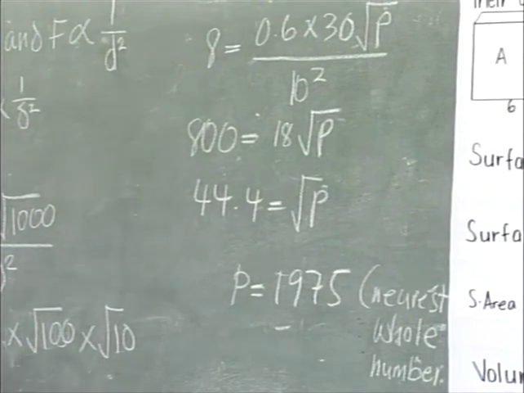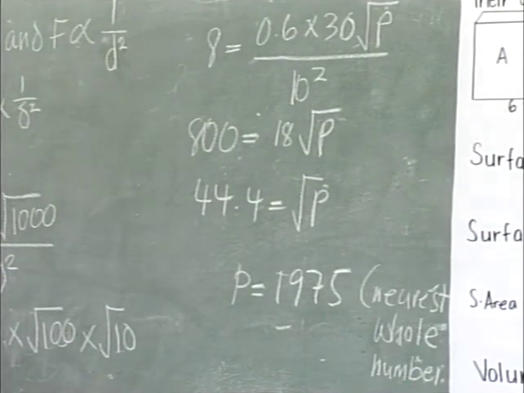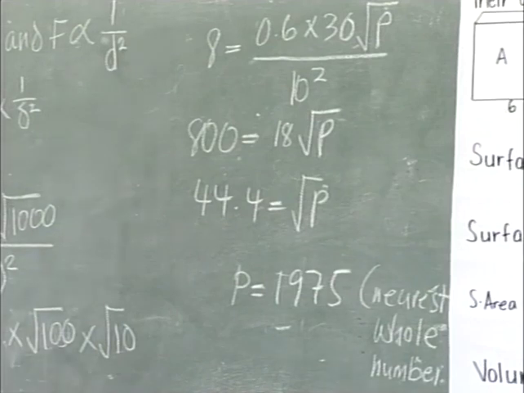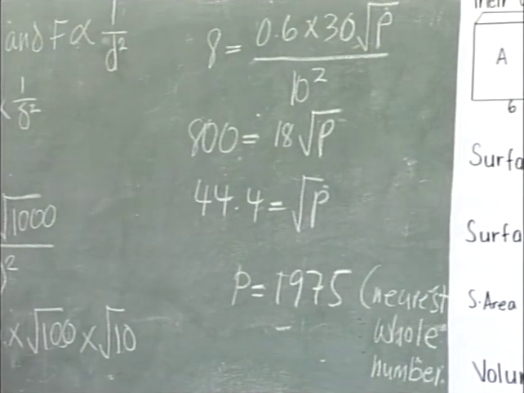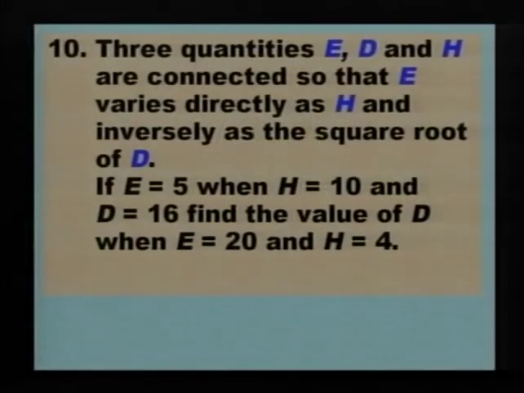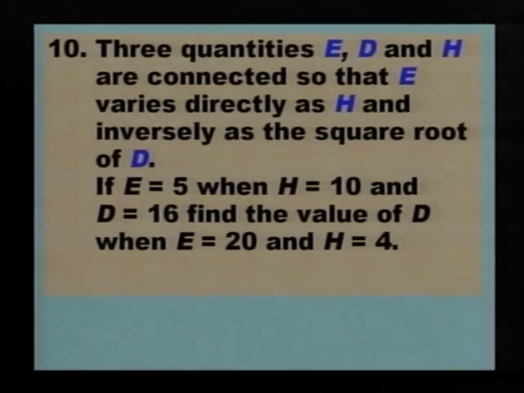Any questions on number 9? Very clear on the board. Okay. The last one, number 10. Anyone with an answer to question 10? Miriam. D is equal to 0.16. D is equal to 0.16.